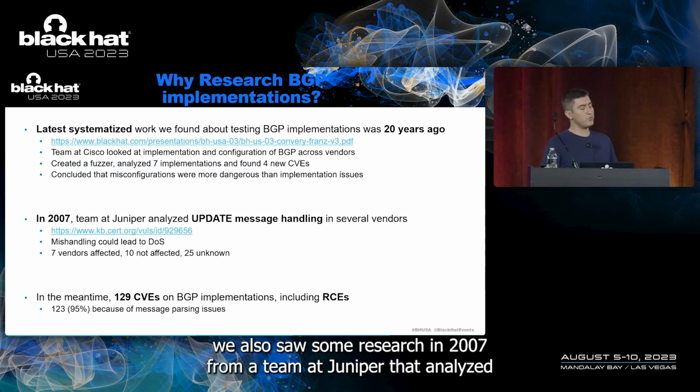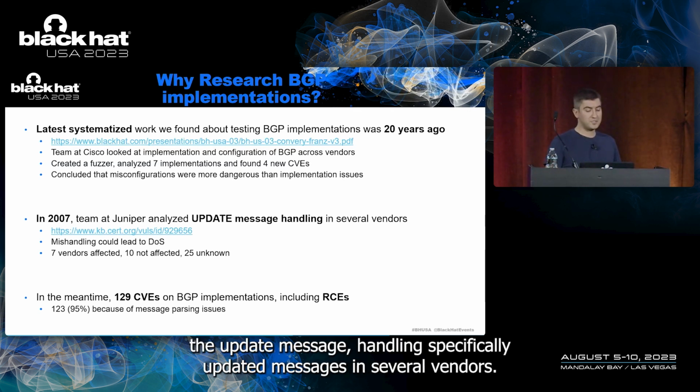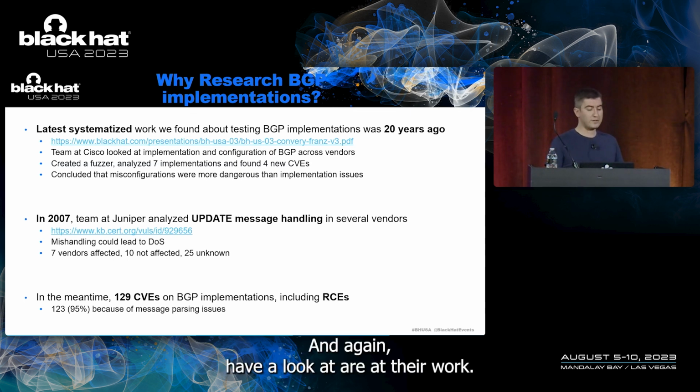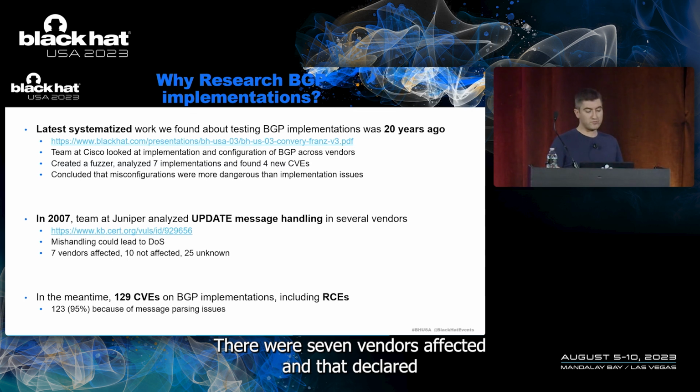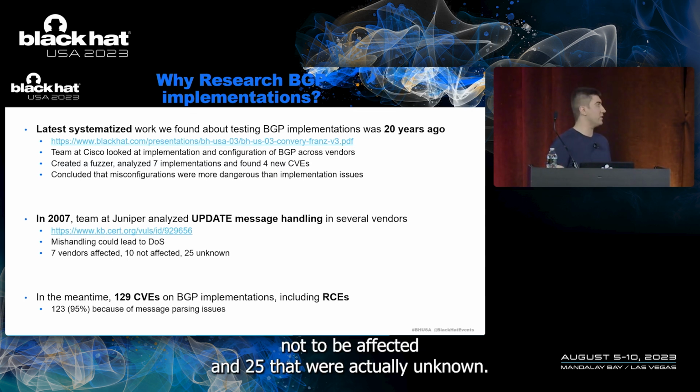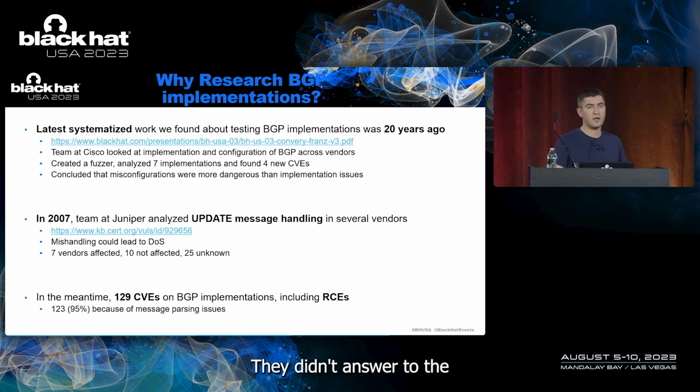We also saw some research in 2007 from a team at Juniper that analyzed the update message handling, specifically update messages, in several vendors. And again, have a look at their work. The main result of that was the finding that mishandling can lead to some denials of service. There were 7 vendors affected, 10 that declared not to be affected, and 25 that were actually unknown. They didn't answer the disclosure.